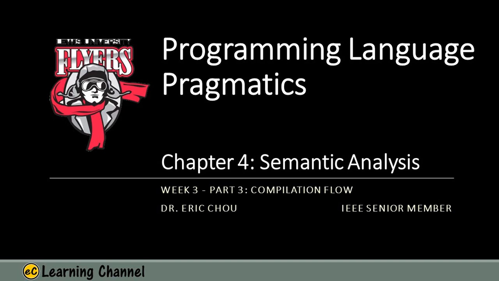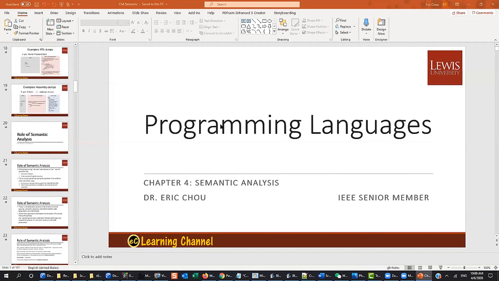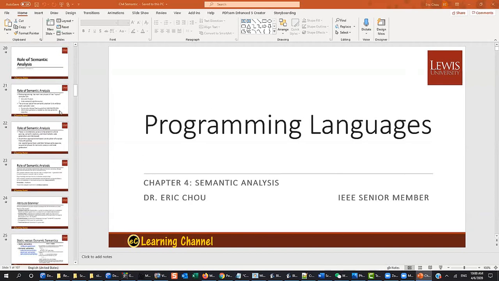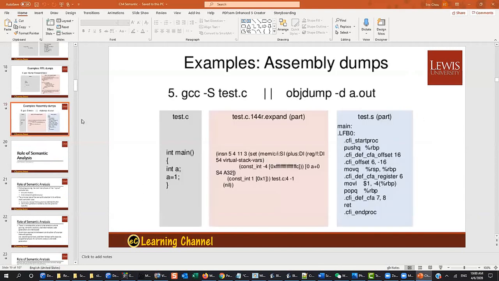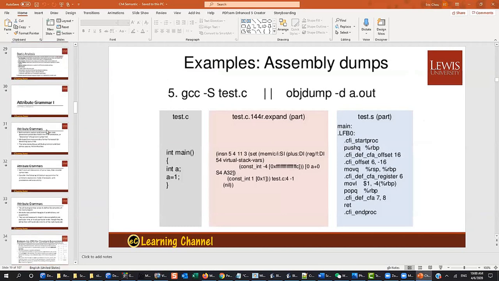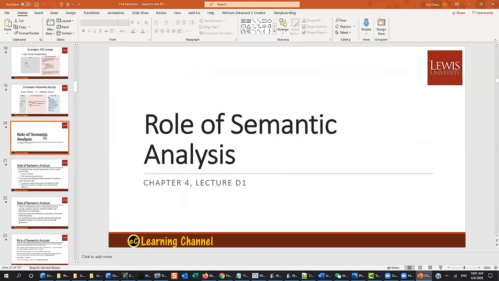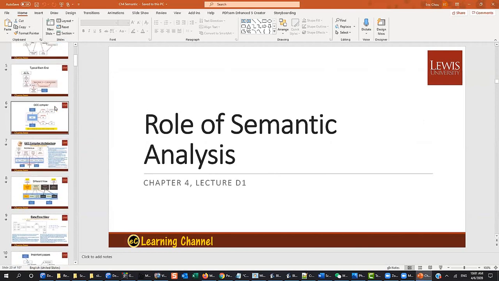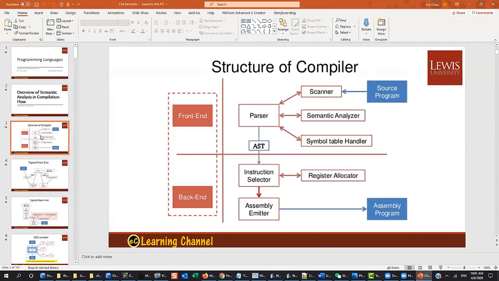Now, today we are going to talk about chapter 4, and what I will try to do is that this chapter has two main portions. So today we try to work on this example from GNU, and then it will go to semantic analysis, theory. So I'll start to introduce the GNU compilers.